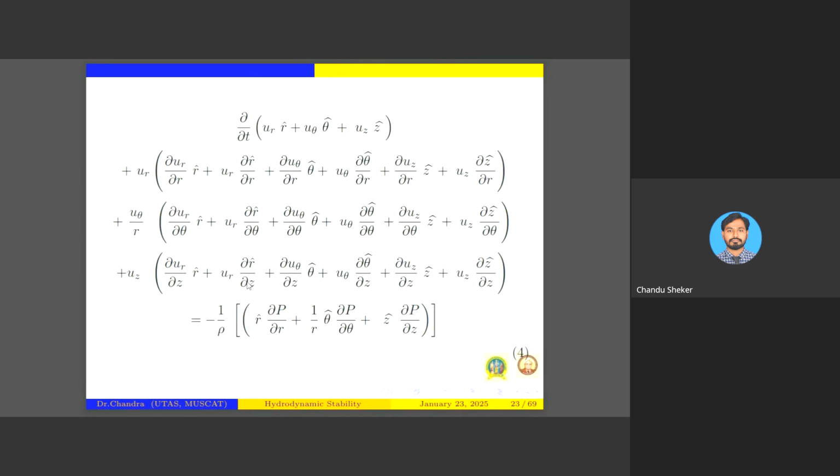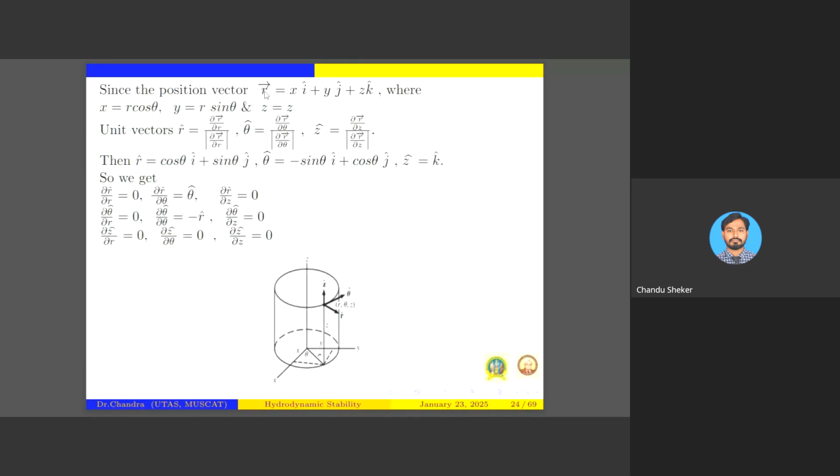Now, r bar is the position vector. If you take any point on the cylinder, then r bar will be the position vector of this point. The angle between these two is theta. Then we can easily understand that x gives r cos theta, y gives r sin theta, and z equal to only z. Since the disturbance will happen only through the x and y axes, z will not change, so z equal to z only.